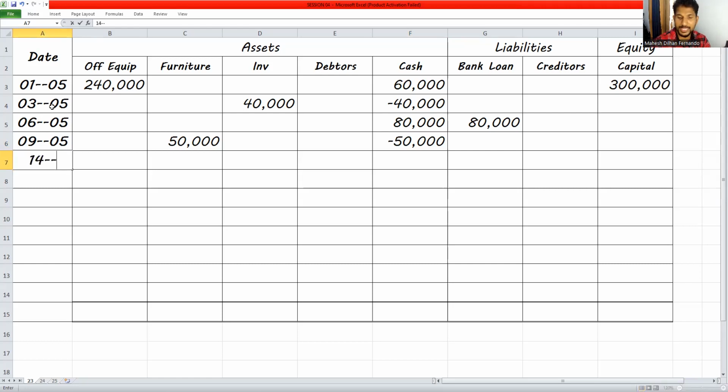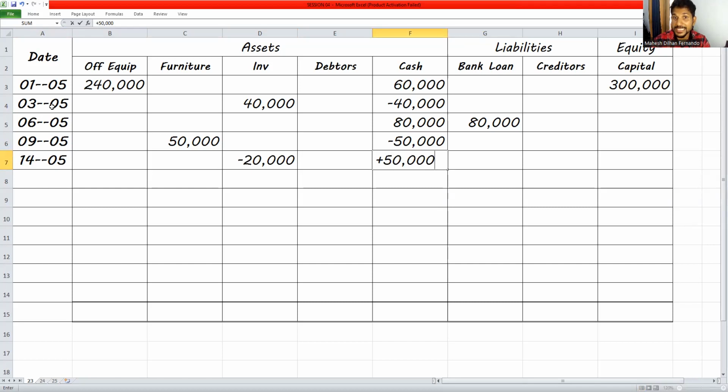Next is 14th of May. Sold goods valued 20,000 for 50,000 on cash. Inventory minus 20. Cash: the business receives cash worth 50,000.